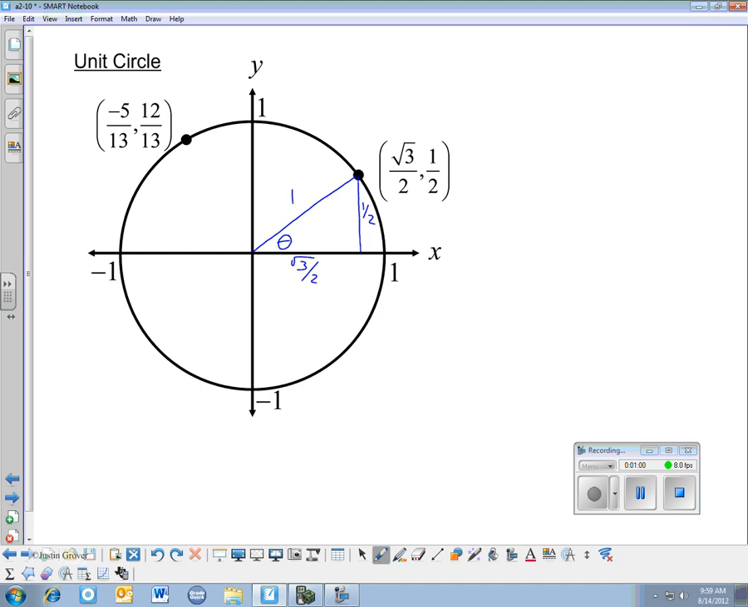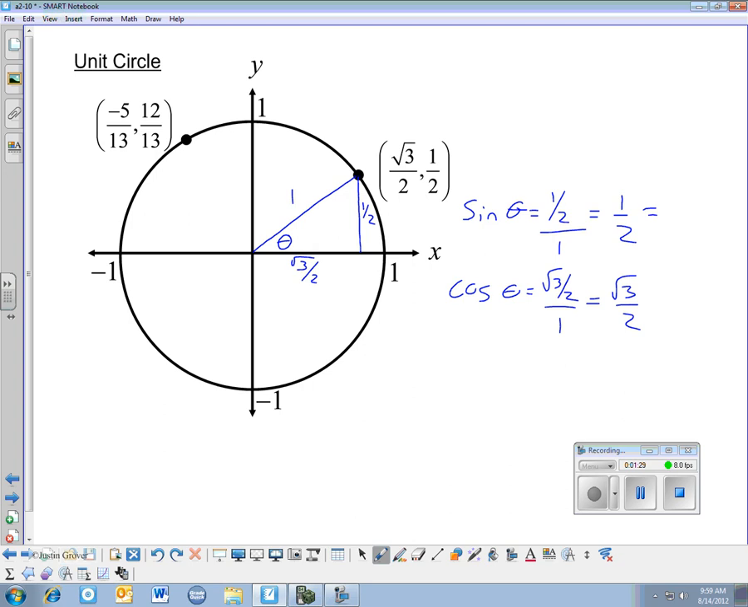But when I look at sine of this angle, sine is opposite over hypotenuse. So that would be 1/2 over 1. But we know that over 1 means nothing, so it's just 1/2. And cosine of the angle is adjacent over hypotenuse. That'd be √3/2 over 1, so it's just √3/2.